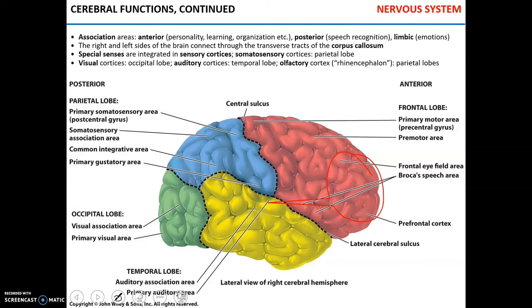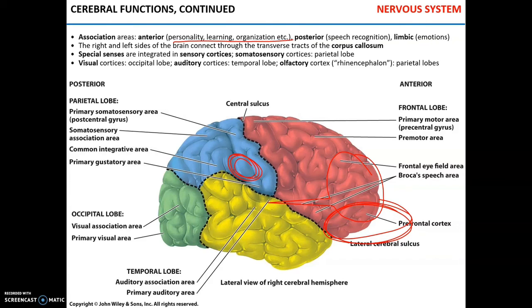Association areas are responsible for higher processing. Anterior association area, also known as prefrontal cortex, is responsible for our personality, learning, organizational skills, conscious controls of emotions. Posterior association area, which is located somewhere about here, is responsible for recognition of speech. And then there's limbic association area, which is kind of diffuse throughout the brain. Limbic association area is responsible for our appreciation of emotions.